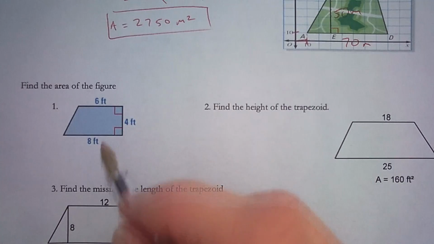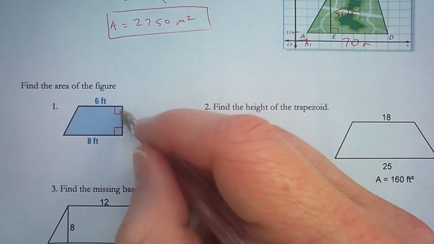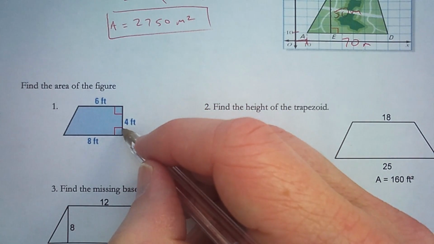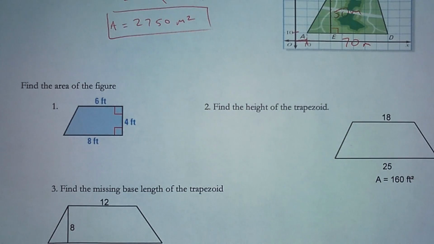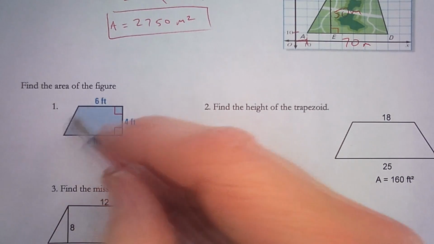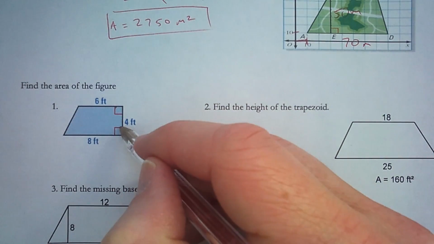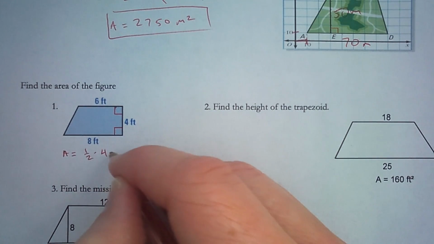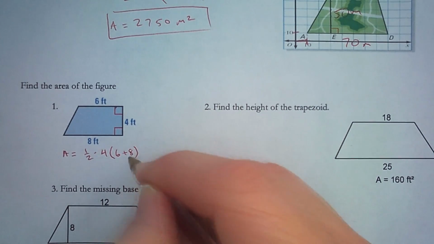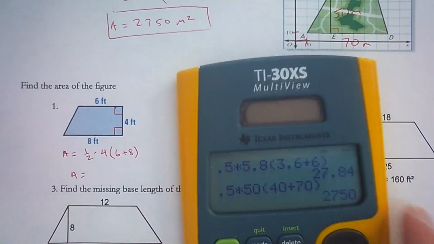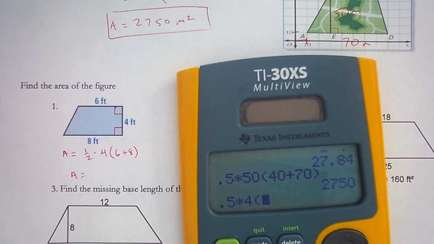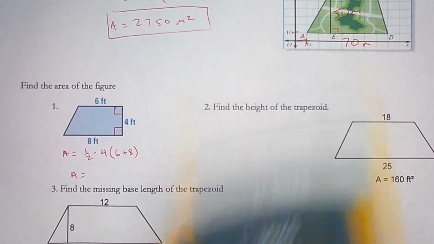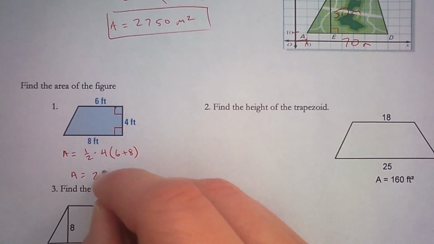So we'll find the area of this trapezoid. Now one of the sides here, one of the legs, is perpendicular to the bases. And that means we can use that leg as the height. If a leg is slanted like this, we cannot use it as a height, but because this one is perpendicular to the bases, we can. So the area is half times the height, 4, times the sum of the bases, 6 plus 8. And that is 28. So we have an area of 28 feet squared.